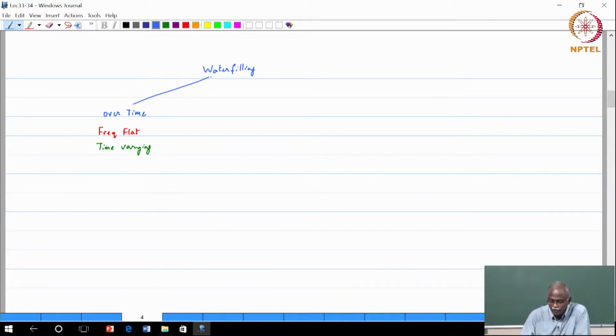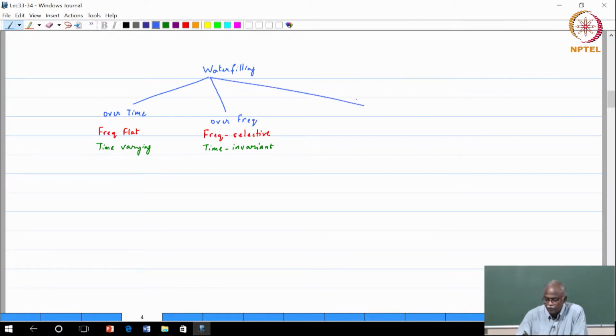Then comes water filling over frequency. Now, this is intended for channels that are frequency selective. That means your transmitted bandwidth is much wider than the coherence bandwidth of the signal. So, you are seeing some channel gain variations. However, we can assume that if the channel is time invariant, then all you need to do is water filling over frequency. And then the third flavor, which is what we would like, is over time and frequency.